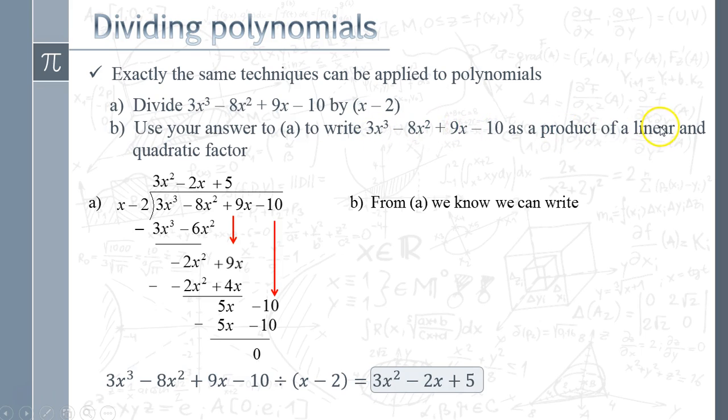Okay, on we go to part B, and it says we're going to take our cubic and write it as a product of a linear and a quadratic factor. Our linear factor is going to be that one there. Let's just see what's going to happen and where this quadratic is going to come from. I'm fairly sure you can guess it's going to be related to this one down here.